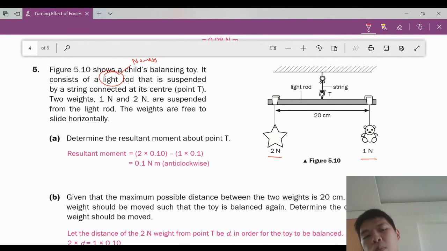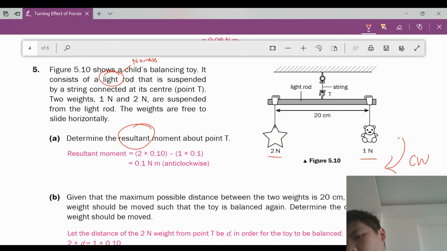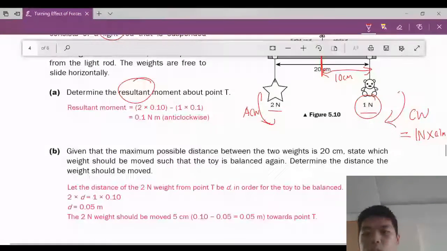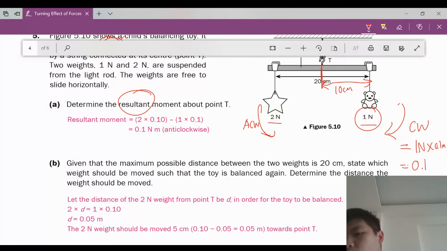Determine the moment about T. They want to find the result. That means clockwise and anti-clockwise, what is the result? So what they did here was, let's say this is clockwise, this is anti-clockwise. First they find the moments for each of them. The clockwise moment will be equal to 1 times, in this case, because it's at the center, from here to here is not 20, take note it's 10 cm. So I'll put it at 0.1 meters. This will tell us that this is 0.1 Newton meter.